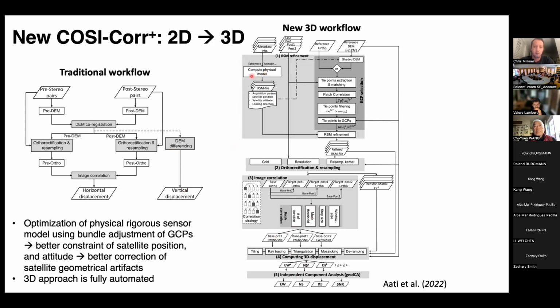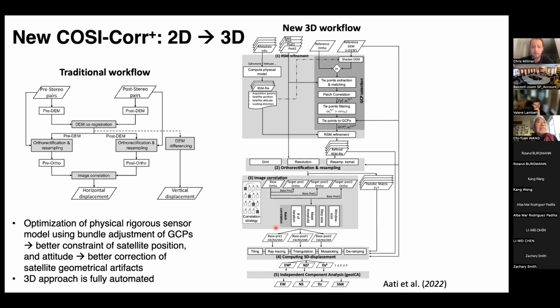And so we basically try to improve the constraint of the satellite position, the attitude where it's looking, and its velocity. And this allows us to better refine the orthorectification, so we can better correct for some geometrical effects, which previously could be a large source of noise.